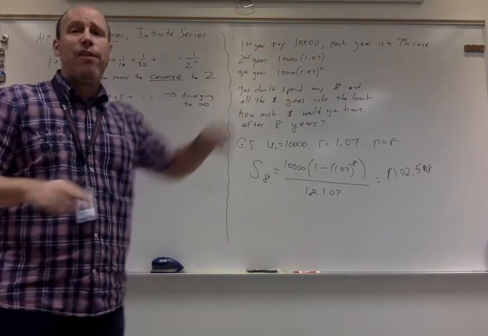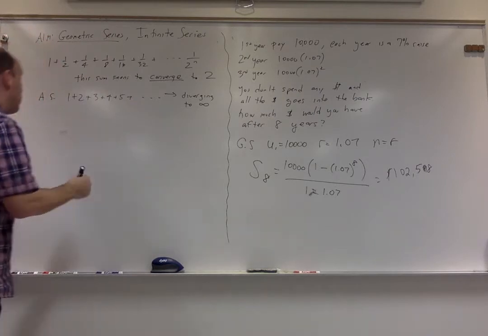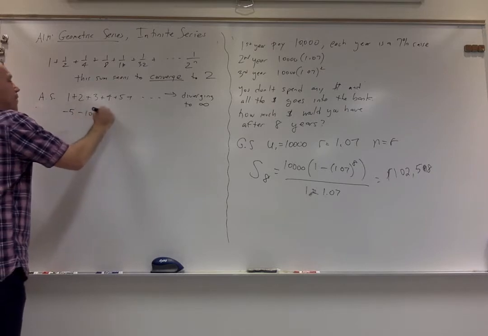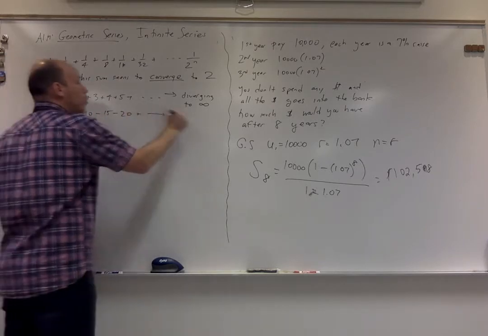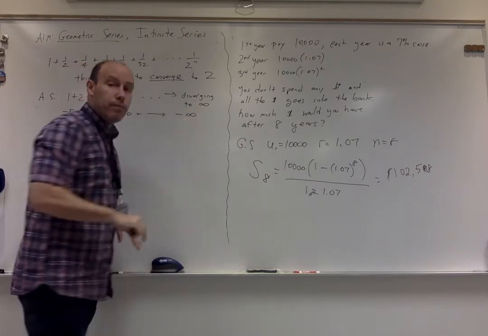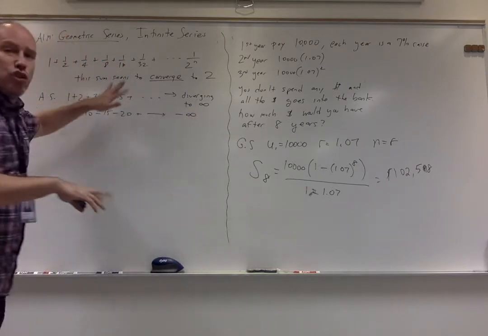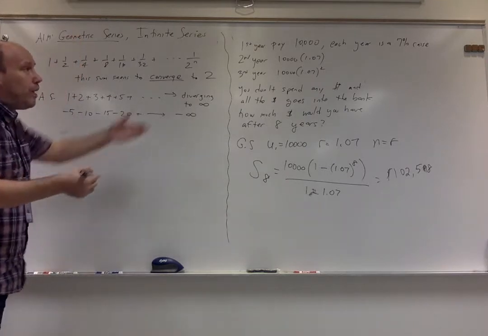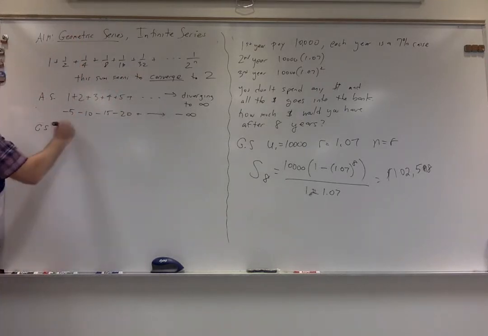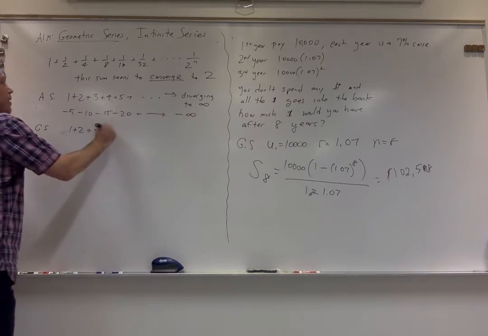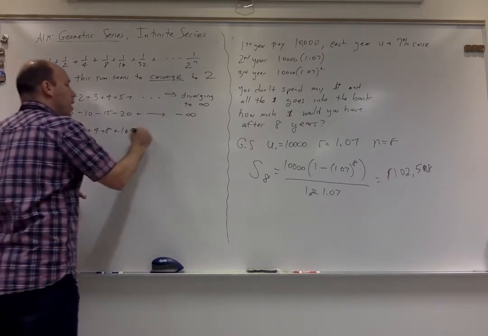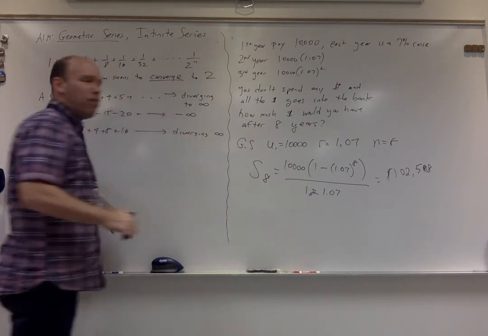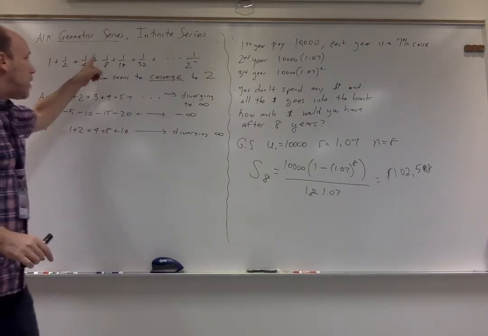If I went to negative, you might say, well, what about negative numbers, Mr. Adler? Negative 5, minus 10, 15, 20. No, that's also diverging to negative infinity. So with the arithmetics, you can't do anything. What about the geometrics? Well, the first geometric we looked at was 1 plus 2 plus 4 plus 8 plus 16. But, no, that's also diverging to infinity. But we know that some of these worked, actually.